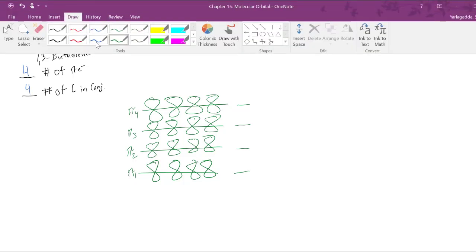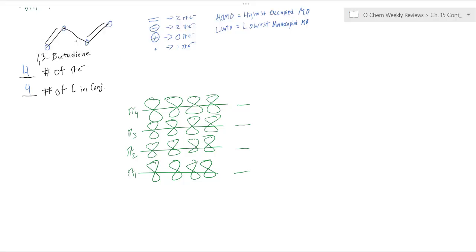nodes. So nodes stand for anywhere there is a difference in positive and negative, okay? Don't confuse the formula to find nodes with the formula from the past unit, which was n plus 1. Here it's going to be n minus 1, where n equals energy level, or pi level. So n1 would be 1 minus 1 equals 0 nodes, 2 minus 1 equals 1 node, 3 minus 1 equals 2 nodes, and then 4 minus 1 equals 3 nodes. Okay, so these are our nodes.